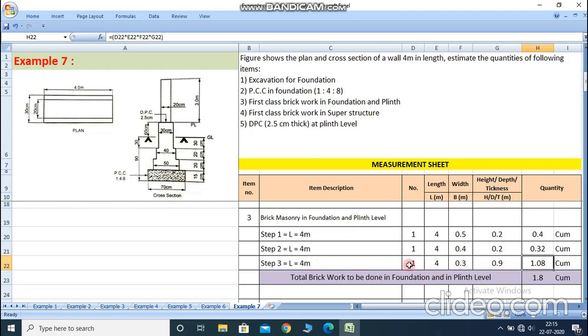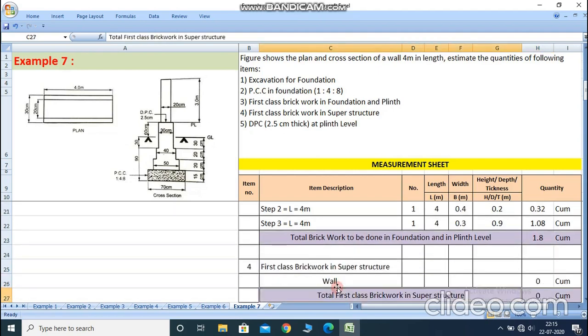So the multiplication of 1, 4, 0.3 and 0.9 is 1.08. It's the answer in cubic meter. It's the step 3 answer. Now the summation of 0.4 plus 0.32 plus 1.08. So the total summation is 1.8 cubic meter of the total brickwork in the foundation and in the plinth level.